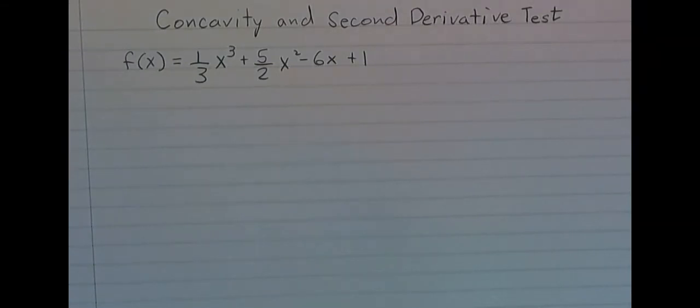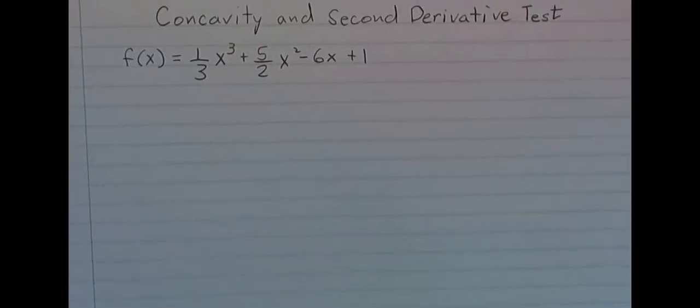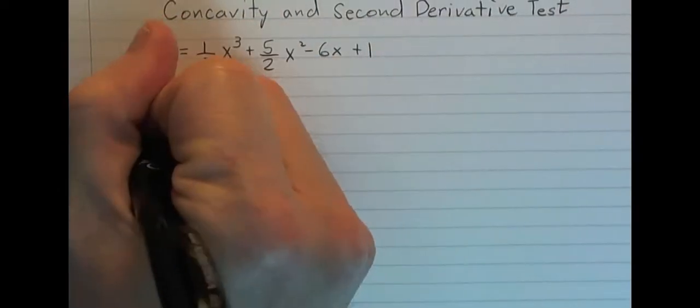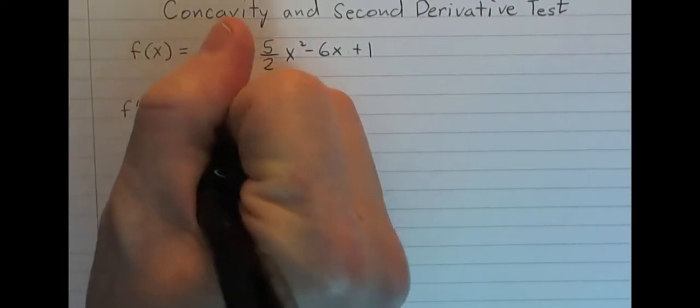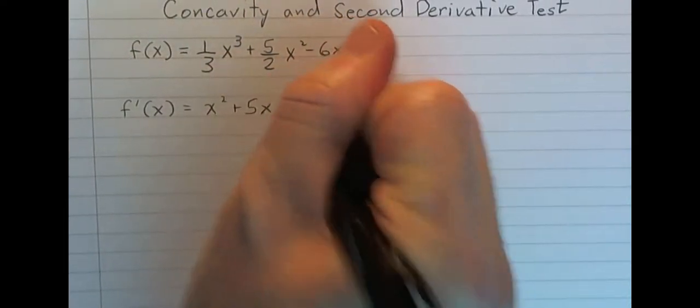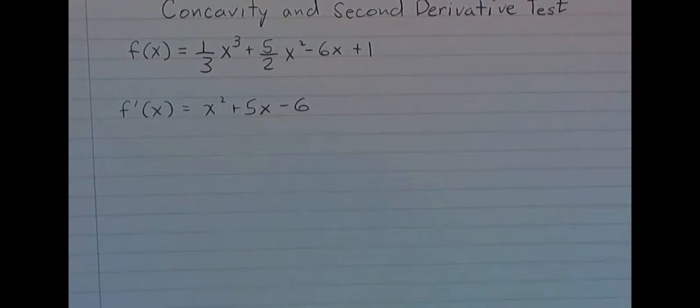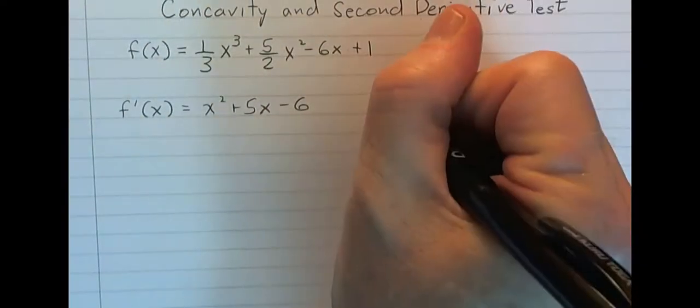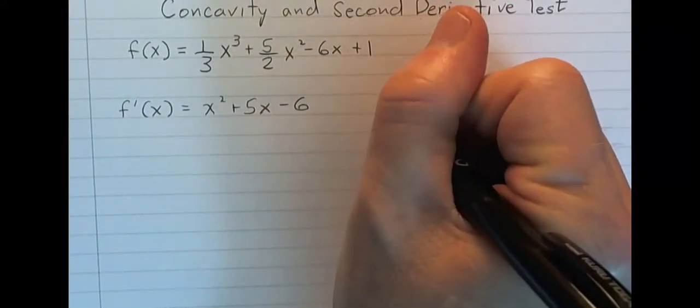Now, I want to answer these questions first. Where is this graph increasing? Where is it decreasing? And where are the maximums? Where are the minimums? I answer those questions with the first derivative. And to do that, I need to find the critical numbers. So here I go. I need to take the derivative. This is our starting point. So we get x squared plus 5x minus 6. I just differentiated this. Now, I set that equal to 0 and solve for x.